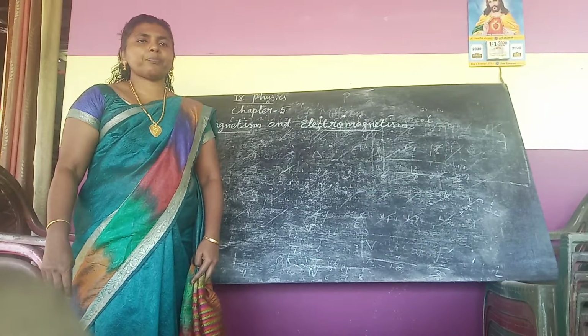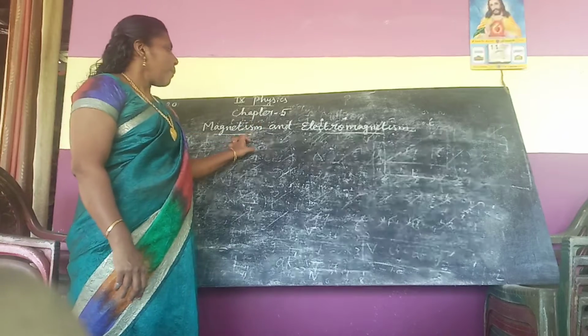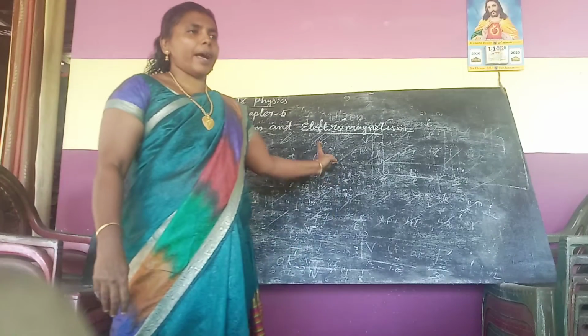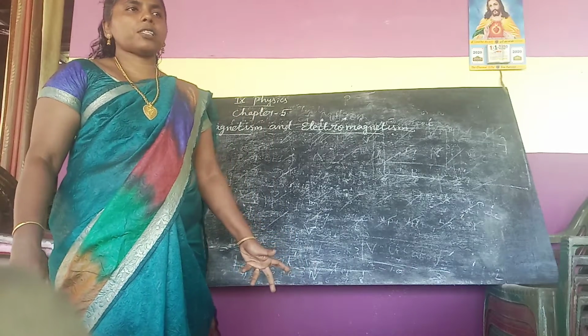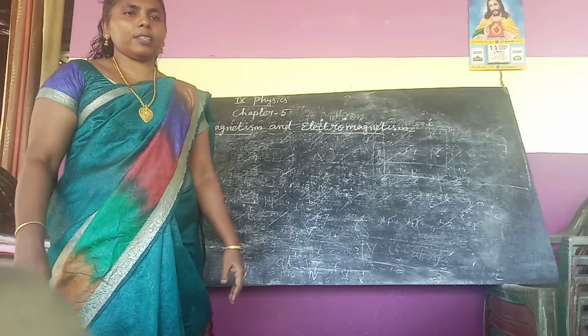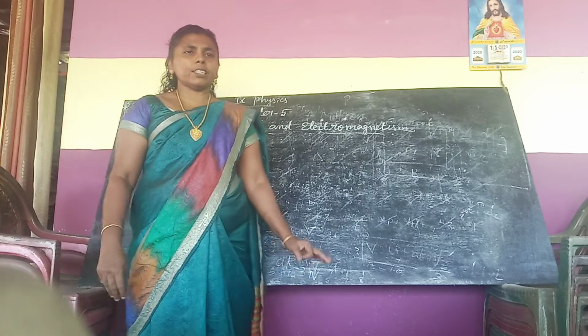Good morning, students. In previous classes we have learned about chapter 5, magnetism and electromagnetism: what is a magnetic field, then magnetic lines of force, then Fleming's left hand rule. This is everything we have learned in previous classes. I think you all learned well.